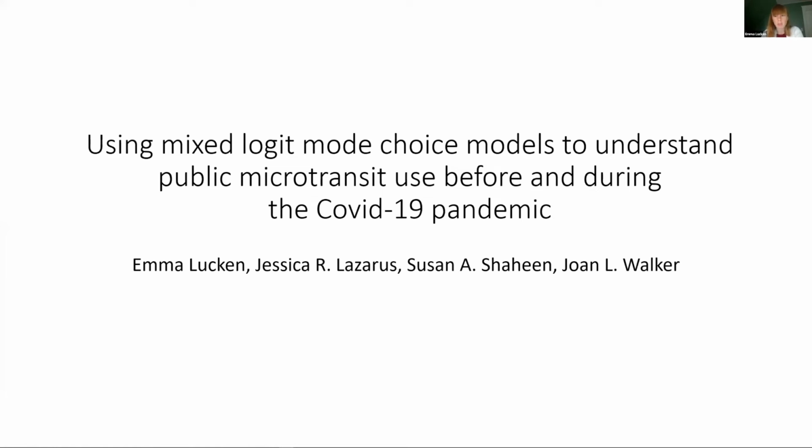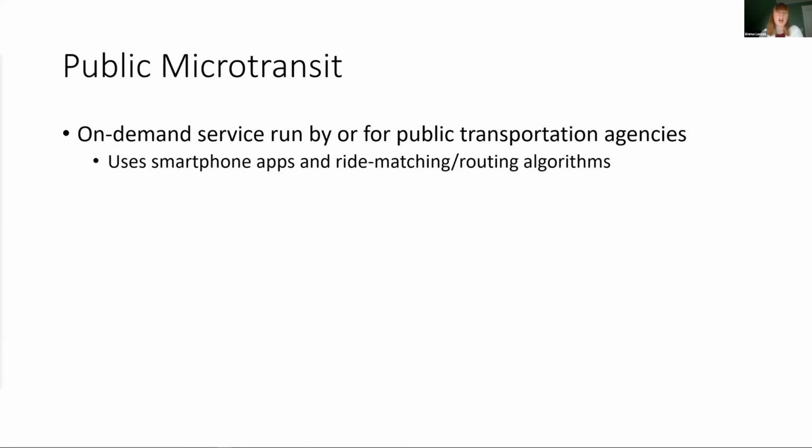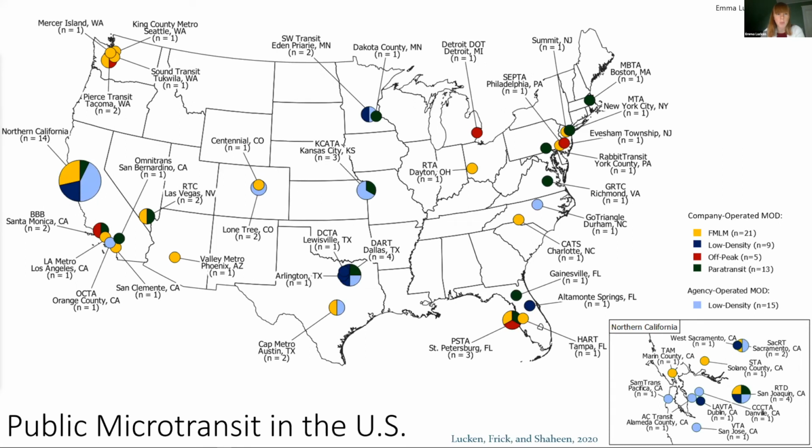So how are we defining public microtransit? Let's see. My slide will respond. There we go. So we're defining public microtransit as on-demand services run by or for public transportation agencies. These use smartphone apps and ride matching and routing algorithms, and we're looking at van-based services. So even before the pandemic, we had tried to track down all these services that we could find, and there were 62 different pilots that we located across the country.